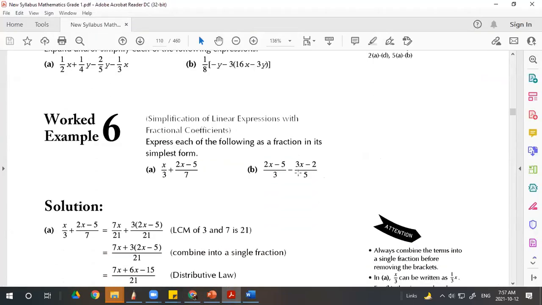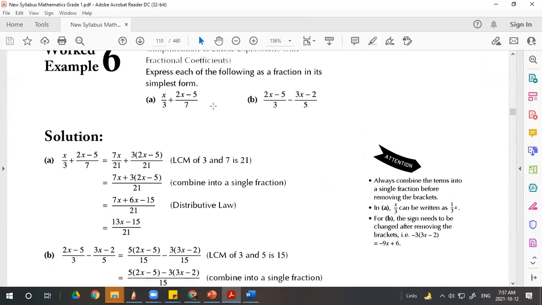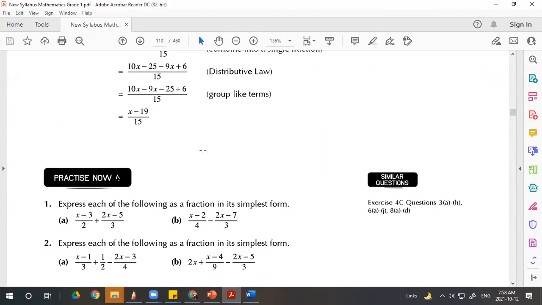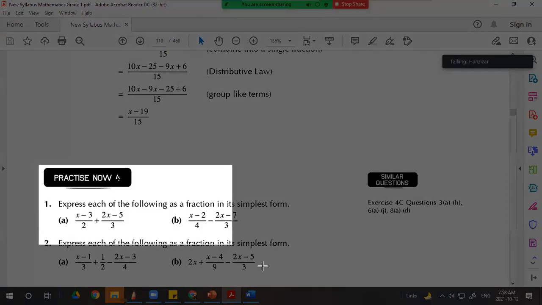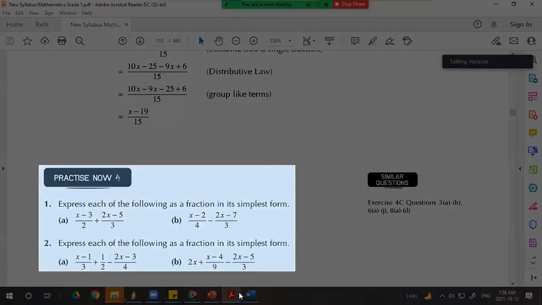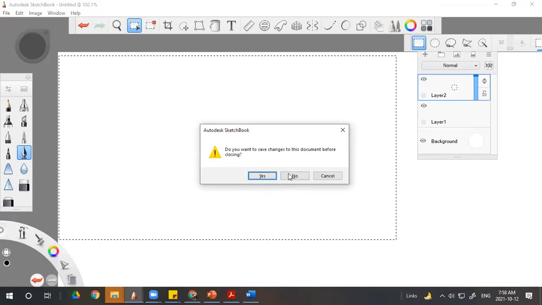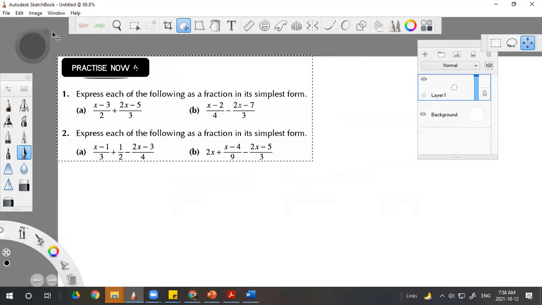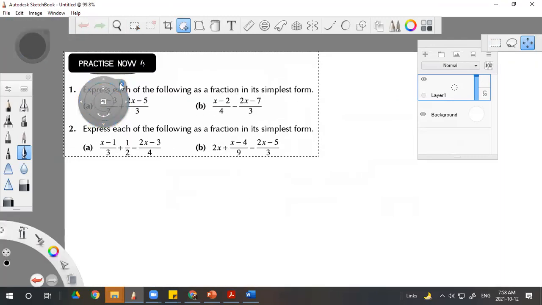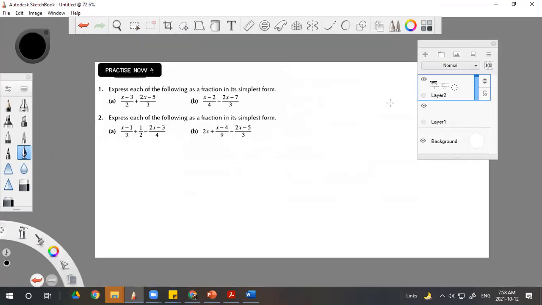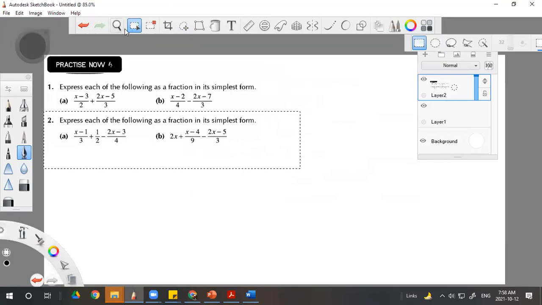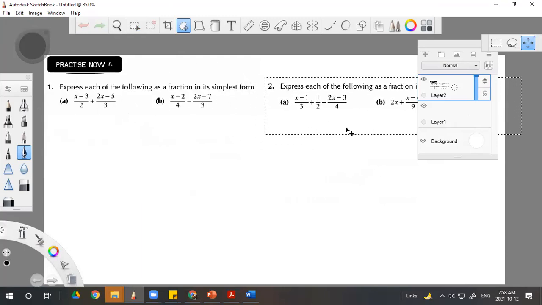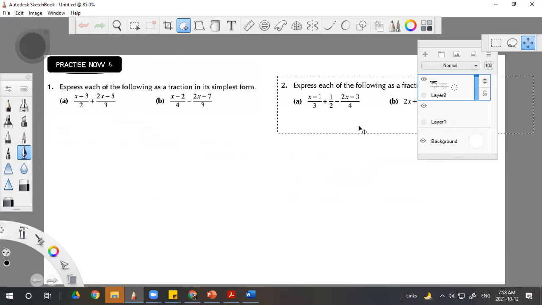Now let's try to do the next one. Fractional coefficient. This is the harder one, but let me show you the practice now. Let me tell you how to do this easily. Again, we are doing this easily, not complicated. If it is complicated, I don't think you will get used to this, but I guarantee that you will get used to this because I will explain it to you easily. I will put this on the right side. Okay, there you go.